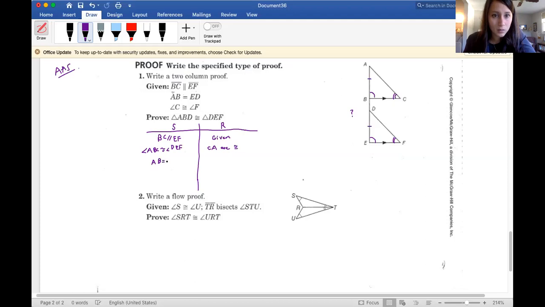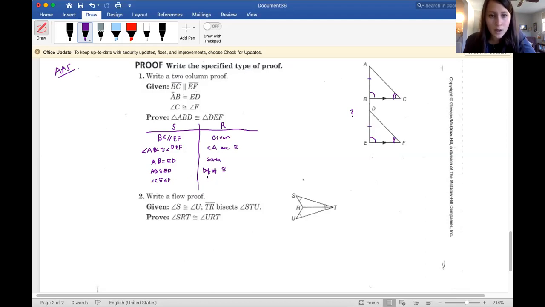AB is equal to ED, and so that's given. And if you want to be more specific and say AB is congruent to ED, then we can say the definition of congruency, because if something's equal, it has to be congruent. If you don't have this step, I probably won't count you off because it is a little bit redundant, and I do understand that you know that those are equal.